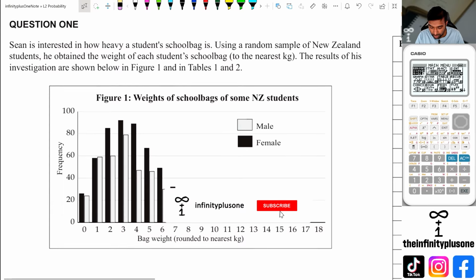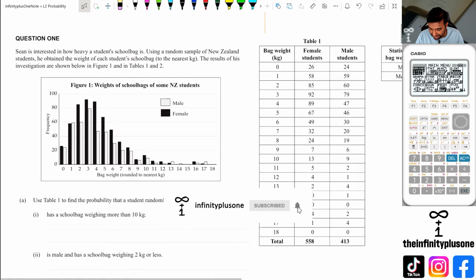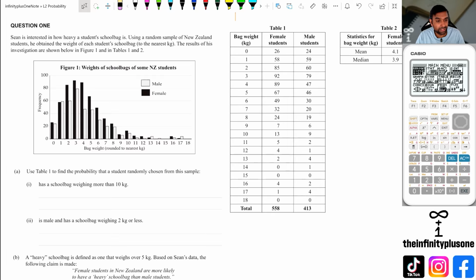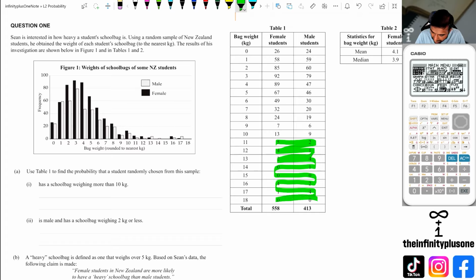Alright, so with question one, I hope you guys actually have the actual exam paper with you, because there is quite a bit here that we need to cover. Question 1a is asking: use Table 1, I've got the table 1 there, to find the probability that a student randomly chosen has a school bag weighing more than 10 kgs. So we're looking for more than 10 kgs. What we're going to do is add up all of these numbers, because they are all above 10 kg.